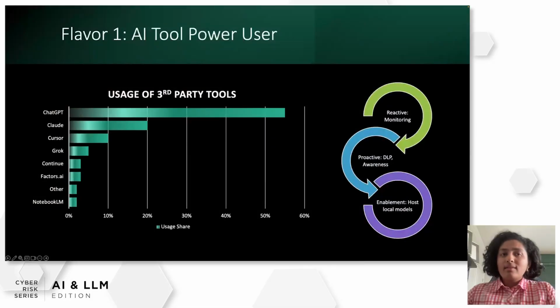So the first one is your AI tool power user. They are people who use AI on a day-to-day basis and mostly consume it in a software manner, which means people use ChatGPT, Claude, Grok, and if you're a developer, you use IDEs like Cursor, which are completely generative AI based, where generative AI can generate code for you. So these are the common third-party tools that are being used, and you can see how different tools are being used to what extent.